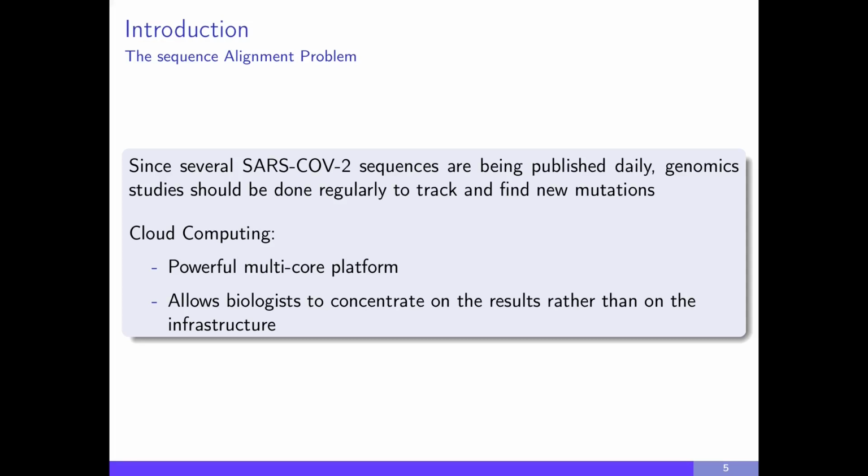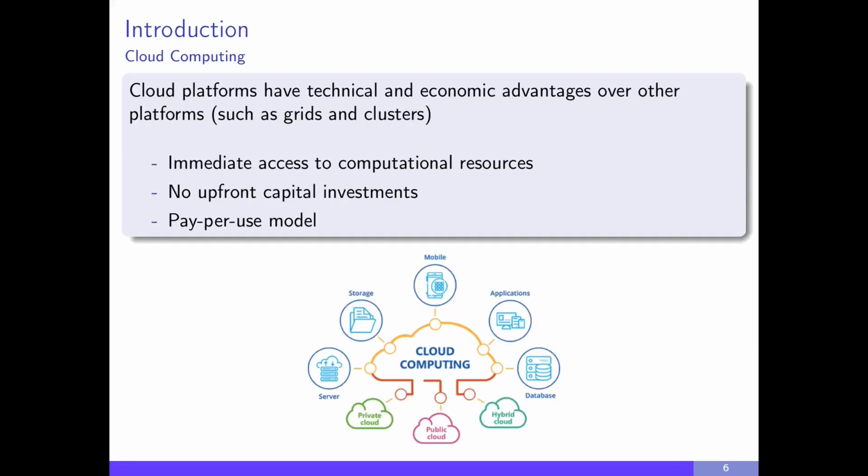kind of operation. First, because the cloud is a very powerful multi-core platform, and also because the cloud allows that biologists or scientists concentrate on the results instead of concentrate on the computational infrastructure. In the last years, we see an ongoing adoption of the cloud computing environments for different kinds of applications, and that happens because cloud has some technical and economical advantages when we compare with other platforms like grids and clusters.